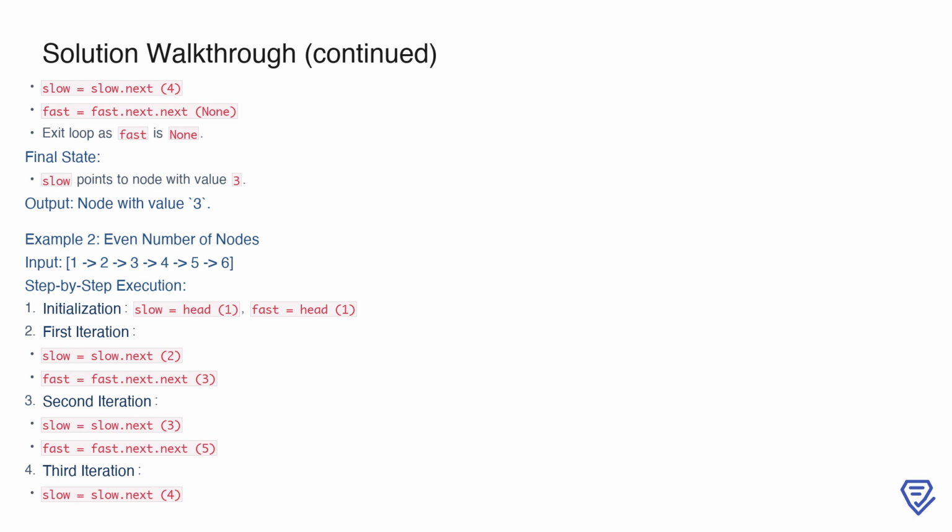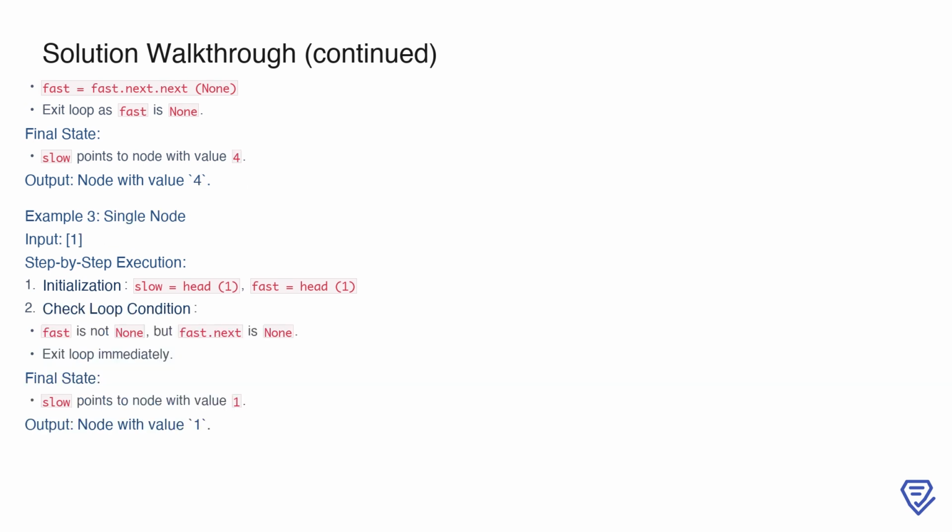In the second iteration, the slow pointer moves to node 3, while the fast pointer advances 2 steps to node 5. In the third iteration, the slow pointer moves to node 4, and the fast pointer tries to move 2 steps forward but becomes null, causing the loop to terminate. After the loop exits for this even length list, the slow pointer is pointing to the node with value 4, which is the second middle node. The output for this example is the node with value 4.